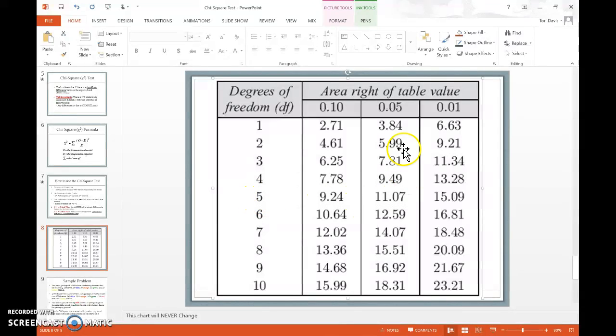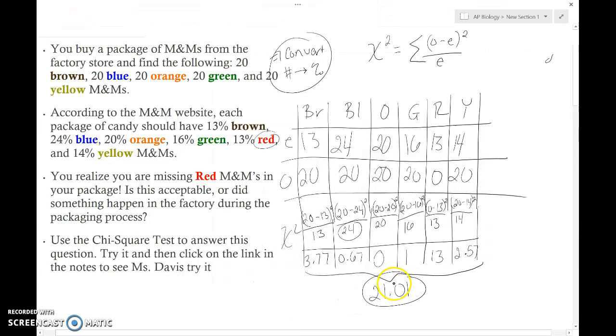Now if we're trying to go for 95% accuracy, the number that's your breaking point is 11.07. So your critical value is 11.07. Because our number is higher than that, it's actually 21.01, we can reject our bag of M&Ms as being statistically incorrect. Something went wrong at the factory. I've never done it, but from what our AP Bio coordinator told us, if you write into M&Ms with your statistics and all of your data here, they will actually send you a free bag.